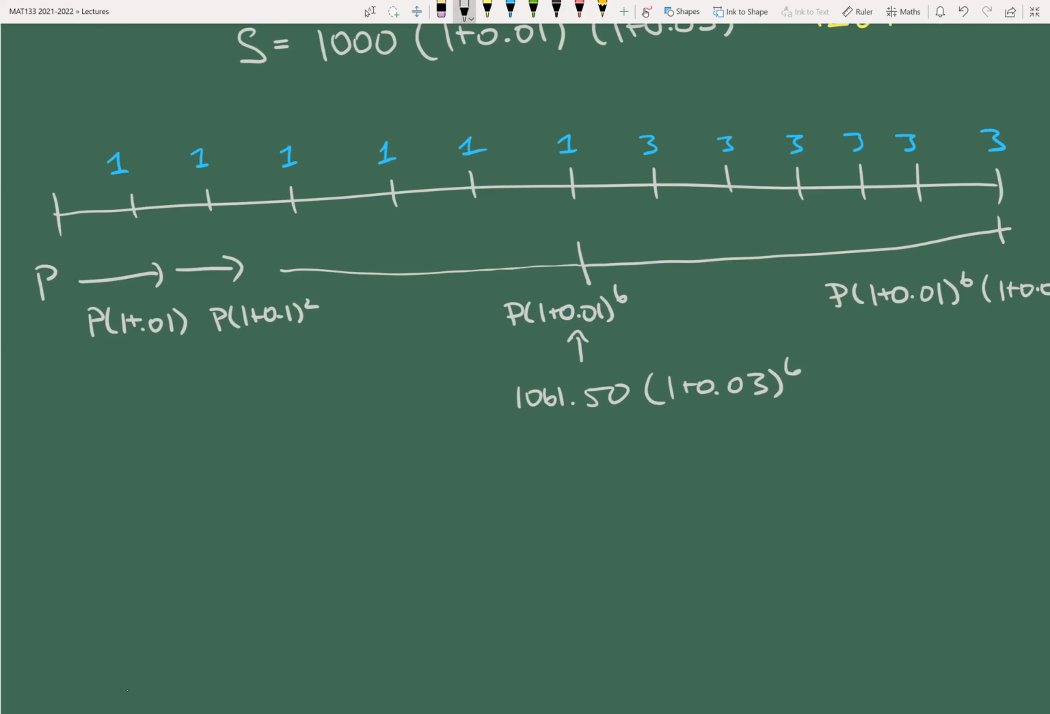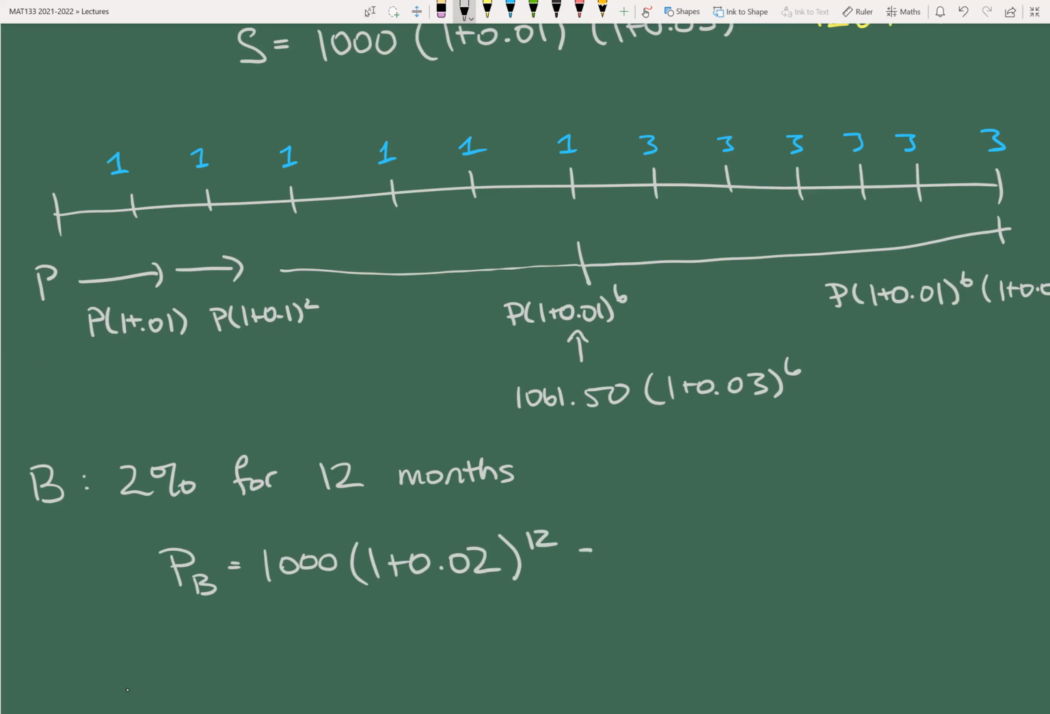So for the other account, account B, where we do 2% for 12 months, what is the value of the account? Don't give it to me in dollars, give it to me as a formula. No problem. For account B, let me call this B. We're going to get 1,000 times what? Because this is our initial principal, 1,000. Yes, exactly: 1 plus 0.02 to the power of 12. And if we work that out, what number do we get? Some of you are still writing, but 100%, good job.